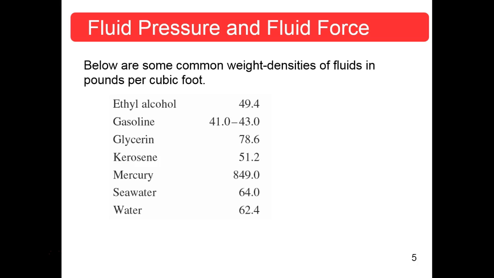A little more dense than that. Mercury, look at that. 849. I mean, the rest of them are in the 50 to 80 range, and it's 849. It's the densest liquid at normal temperatures and pressures that we know of. Seawater is just a little bit denser than freshwater. Freshwater is 62.4 pounds per cubic foot. You don't need to know those, just know where to look them up when you're working your problems, and that's why they gave them to you.